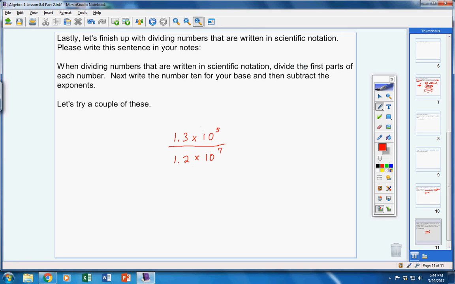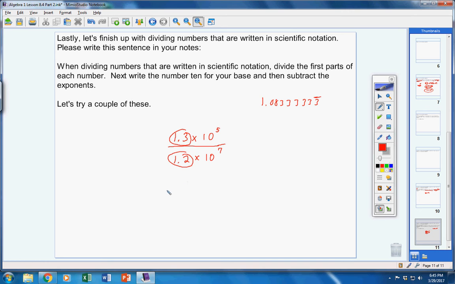So I divide the first parts. So here's the first part. Here's the first part. So with my calculator, I type in 1.3 divided by 1.2. And by the way, it is the top divided by the bottom. So 1.3 divided by 1.2. And when you type that into your calculator, you will get 1.083333 repeating, okay?